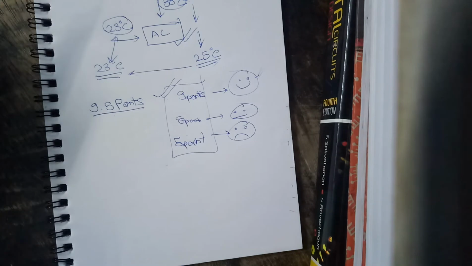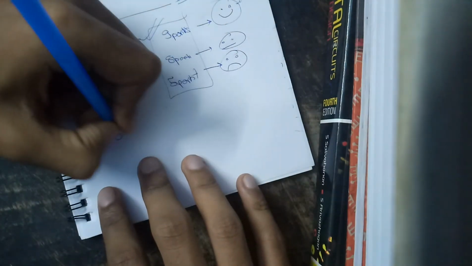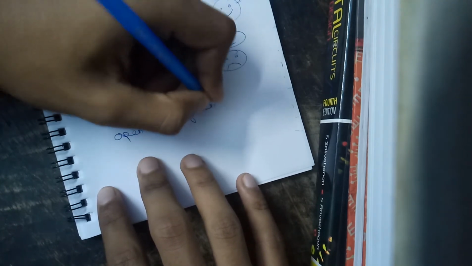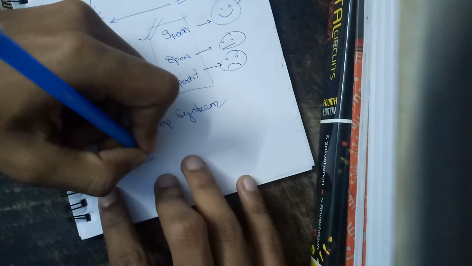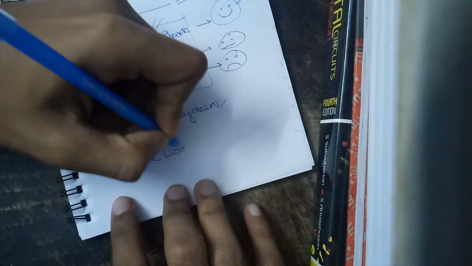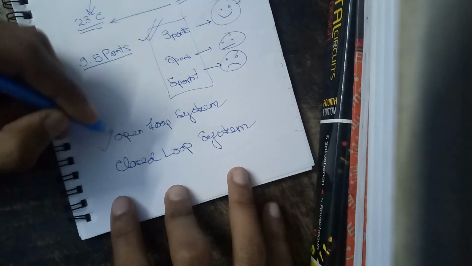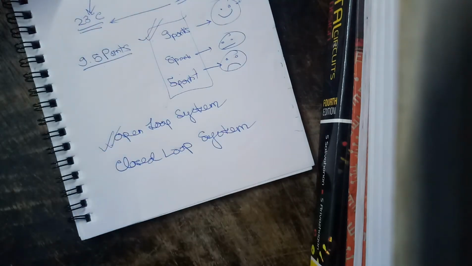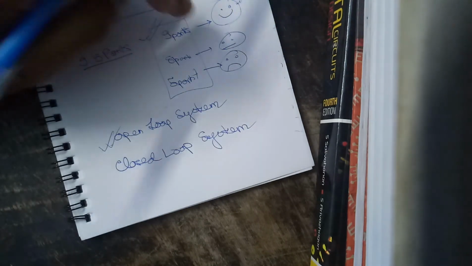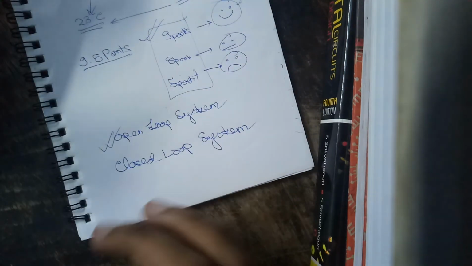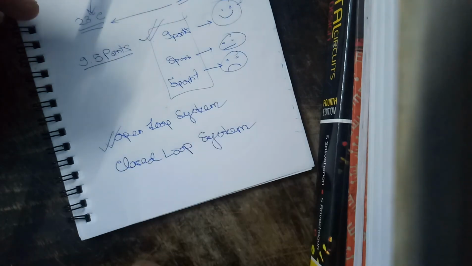Okay, so there are two types of systems. One is an open loop system, and one is a closed loop system. Right. So what is an open loop system? An open loop system is a system that absolutely has no feedback from the output. What we talked about right here is a closed loop system. That is, it is taking a feedback from the output and giving it to the input. But when nothing of that sort happens, it is called an open loop system.